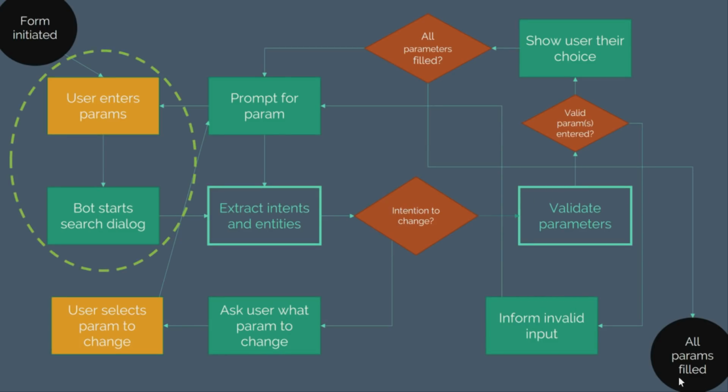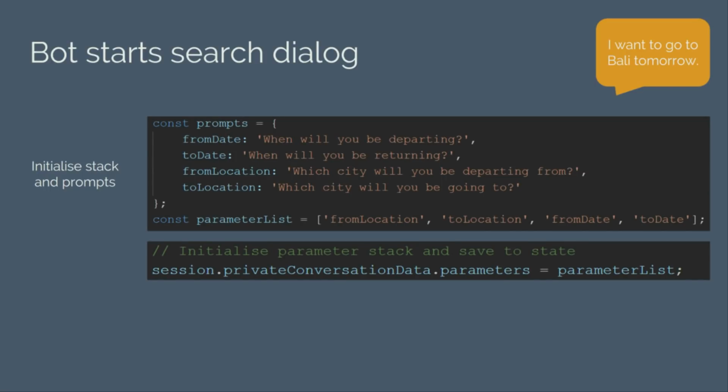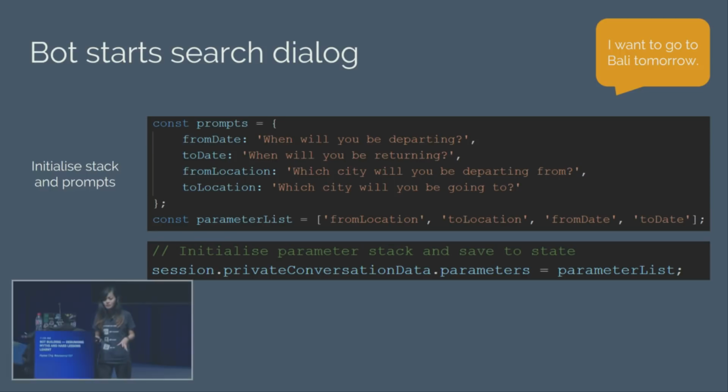Oh, it has the mouse there. That's annoying. OK, so let's break this down a little bit. So the first thing that you start with is you initialize the stack and prompts. This is using the bot framework, but I mean you can take the principle behind it. So if the user says, I want to go to Bali tomorrow, you initialize the stack and your prompts that you need from the user.